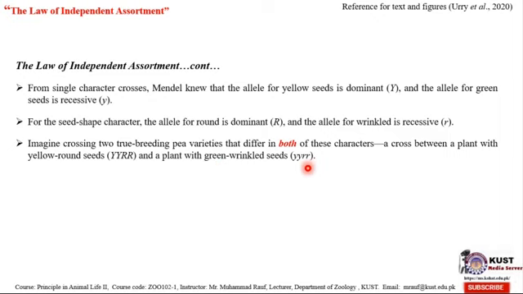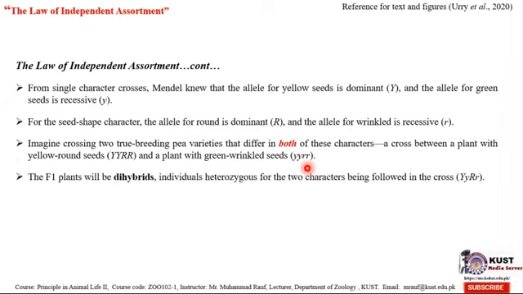So now what will happen? What will be the progeny of the F1? What will be the genotype of the F1 hybrids? And what will happen when the F1 hybrids are crossed together? They are selfed together. The F1 plants will be dihybrid, differing in two characters. So this is the genotype of the F1 hybrids.